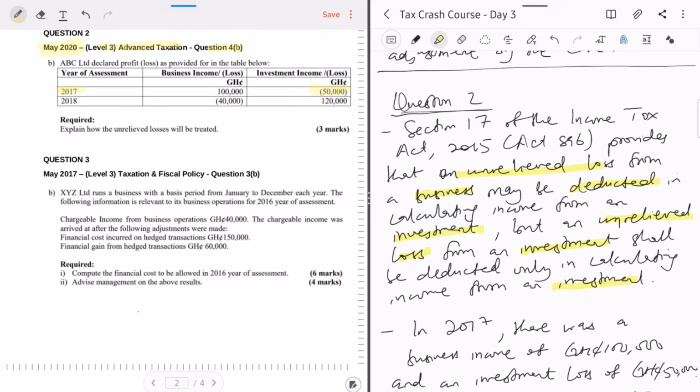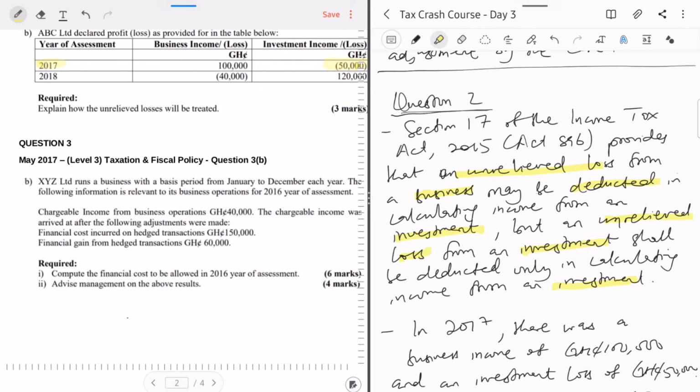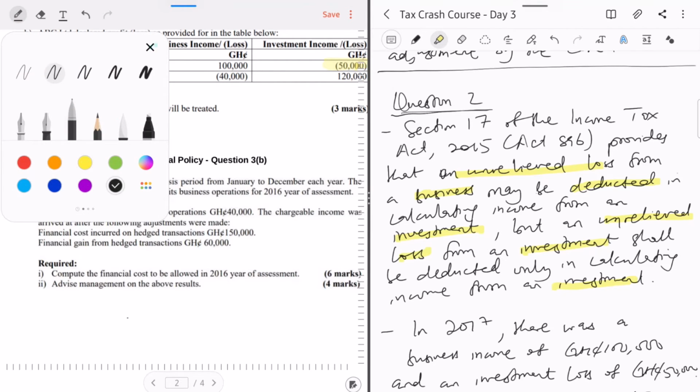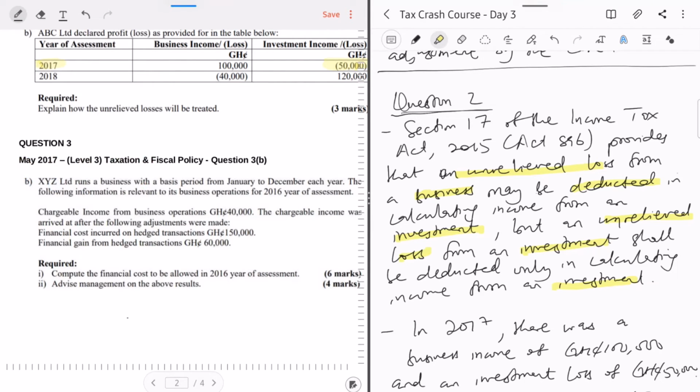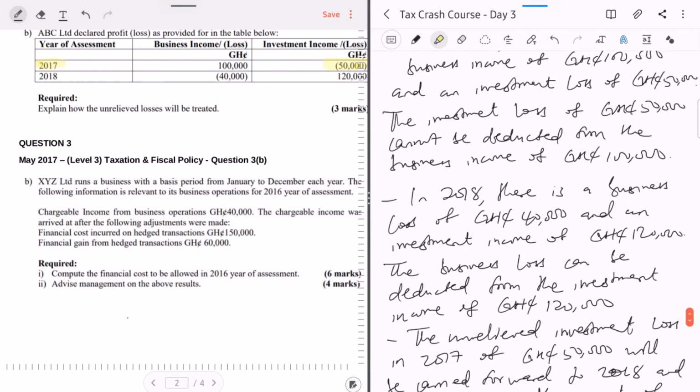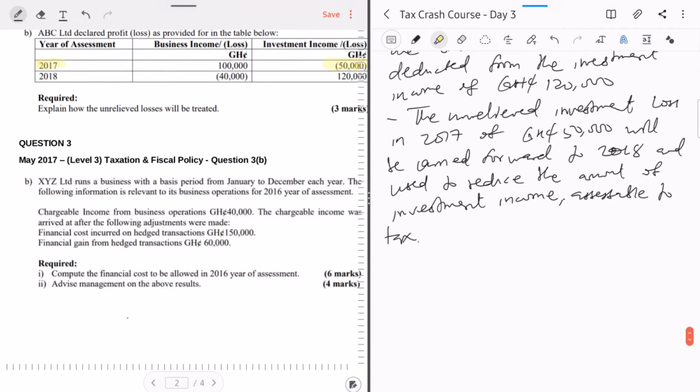All right. Next question. This was from May 2017. Back then in that syllabus, we didn't have 2 tax papers, so it was 1 tax paper. So technically, they were testing both level 2 and level 3. But once again, this is something that is in both exam syllabi, and I think we need to look at something called finance cost limitation. For those who are interested, you can find this in section 16.16 of Act 896.